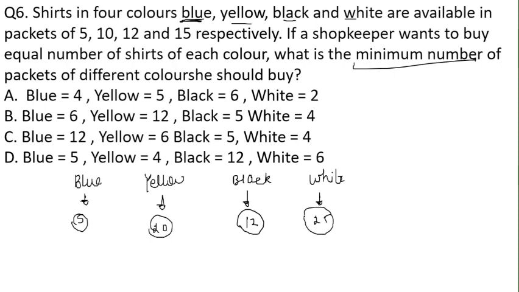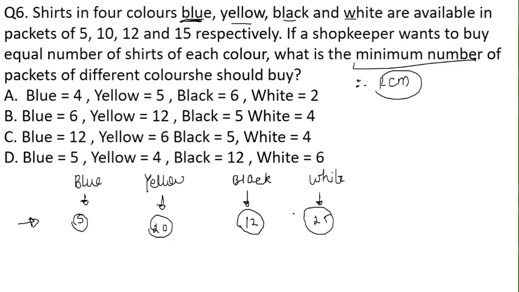So they are asking that if the shopkeeper wants to buy an equal number of t-shirts, that is an equal number of blue, yellow, black and white, what is the minimum number of packets of different colors he should buy? These are the numbers that vary in each packet. Here we can clearly see that we have to find the minimum number, so we have to find the LCM. The LCM of 5, 10, 12 and 15 will be 60.